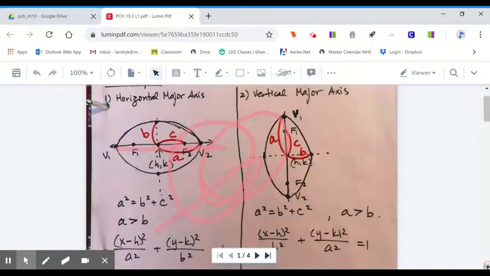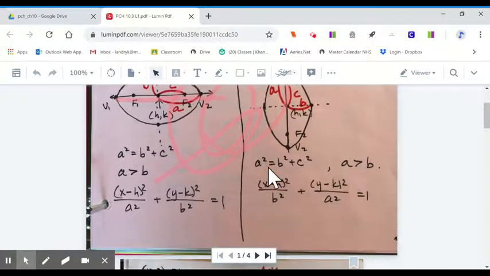We still have the Pythagorean relationship: a squared is equal to b squared plus c squared, and a is larger than b because it's along the major axis. And in this case, the vertical axis is the major axis, so y gets the a, the long side, and x gets the short side. So the equation is (x minus h) squared over b squared, and (y minus k) squared over a squared equals 1. So just notice the difference between these two.